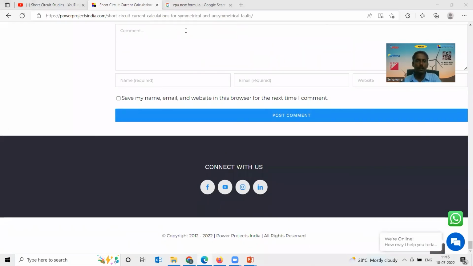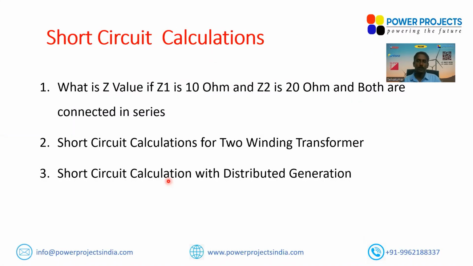up the questions there. Short circuit calculations with distributed generation. This is another important aspect of a short circuit study. When you have distributed generation, it could be a rooftop solar, wind turbine generators, or small biomass generators, etc. This can create quite a lot of issues. One is with respect to equipment loading, another is with respect to losses, but predominantly with respect to the short circuit current.